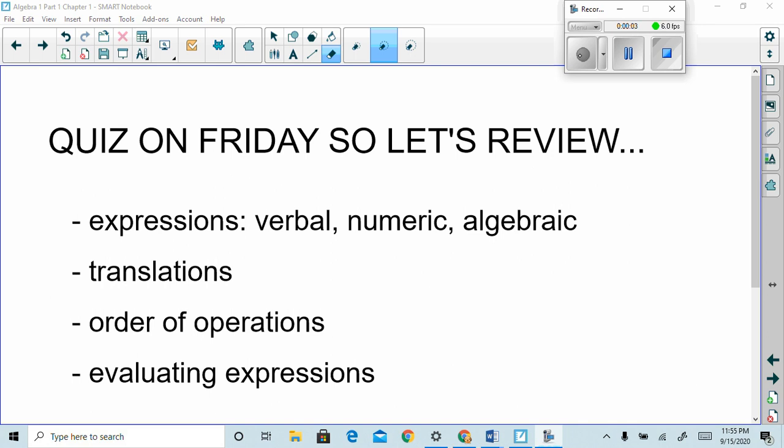In today's lesson, we're going to spend a few minutes reviewing for our quiz, which is on Friday. On that quiz, we'll see expressions, we'll see translations, order of operations, and evaluations. So let's take a look at a few of each.